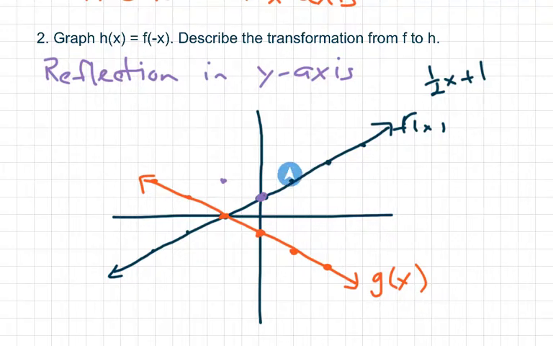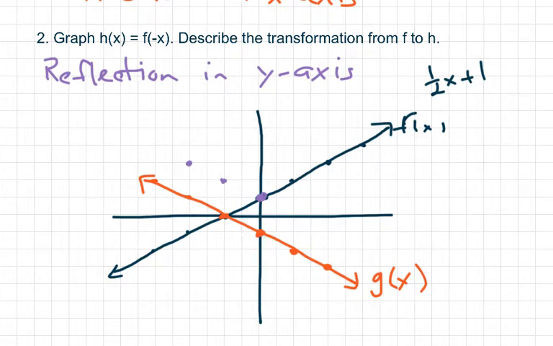This point right here is 4 units away, 1, 2, 3, 4. So when I reflect it, it needs to be 4 units away on the other side. Okay, let's pick a different point. How about this one right here? 4 units away. So when I reflect it, it needs to be 4 units away.